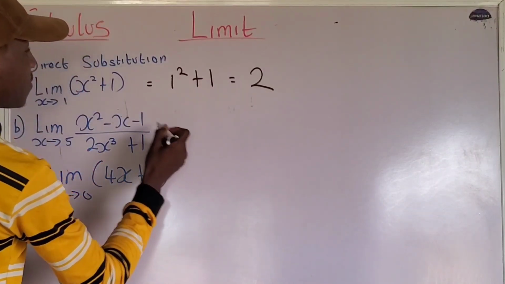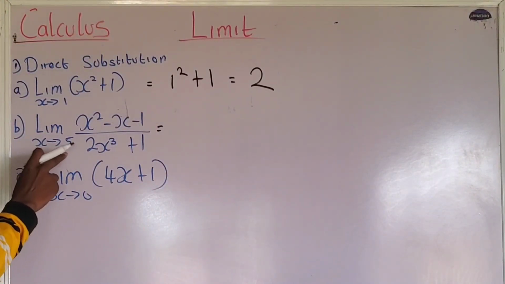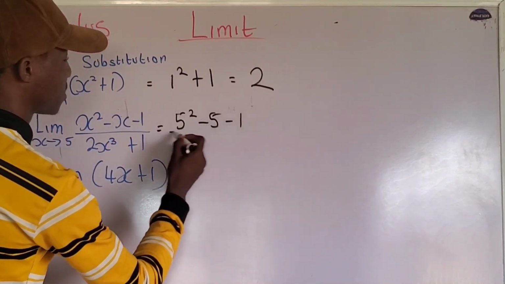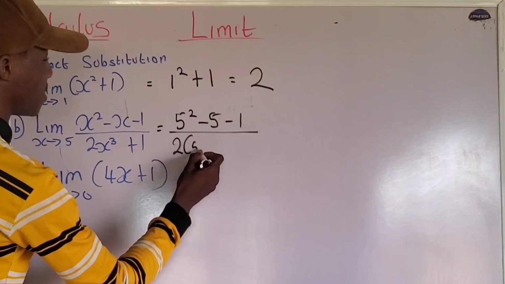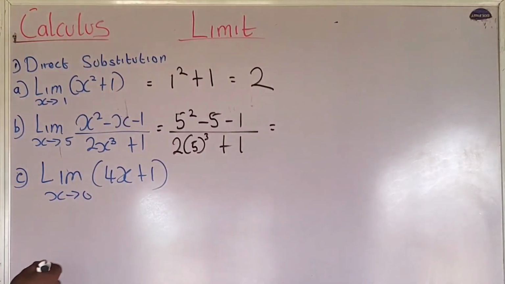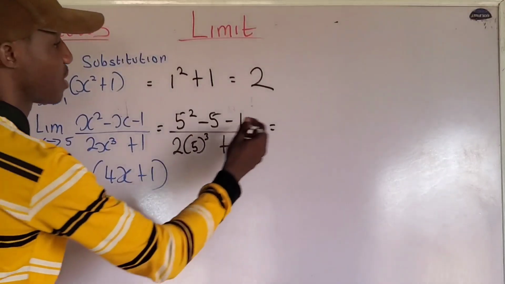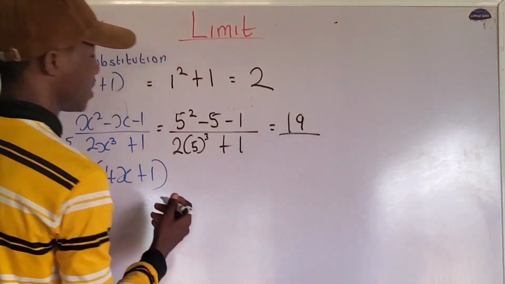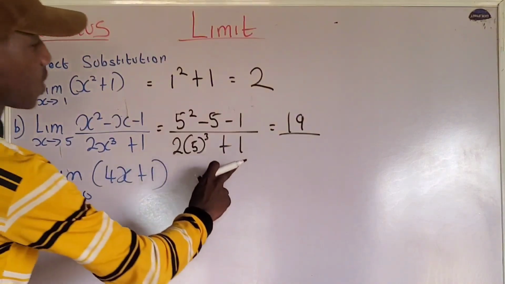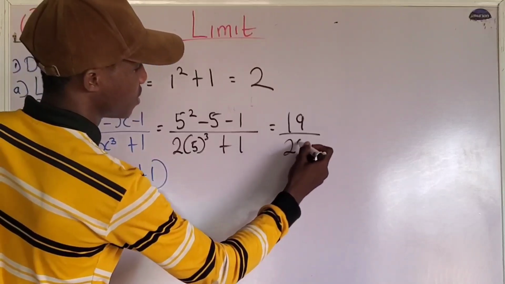That will be 2. Okay, now for this I'm going to replace x with 5. So I'm going to have 5 squared minus 5 minus 1 all over 2 multiplied by 5 to the power of 3 plus 1. Okay, 5 squared is 25. 25 minus 5 is 20. 20 minus 1 is 19. So I'm going to have 19. Now we have 5 to the power of 3. 5 times 5, 25. 25 times 5, that is 125. 125 times 2, that is 250. Okay, 250 plus 1, that is 251.